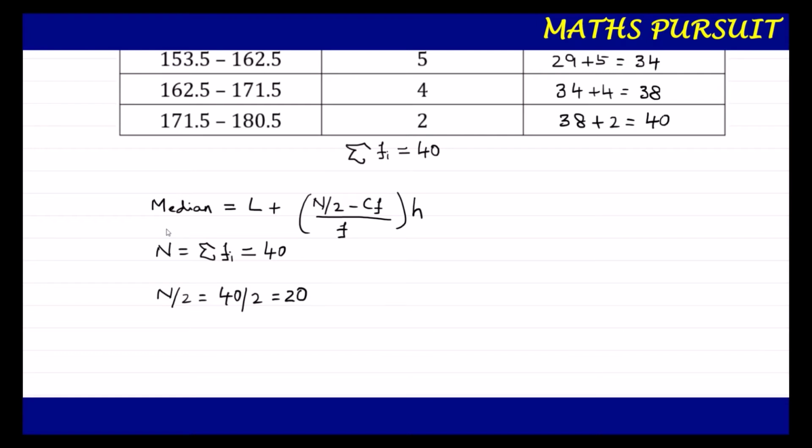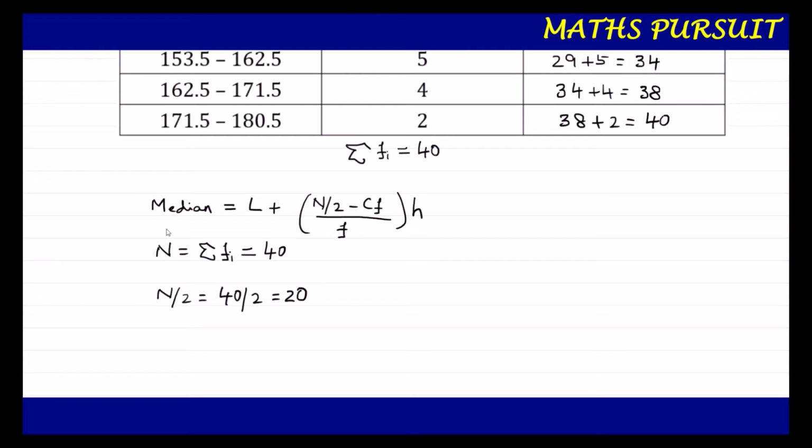Now guys, after finding out the n by 2, it helps us to determine the median class. So which one is going to be the median class? Our median class will be the cumulative frequency row where it is just above the n by 2, where it is just above 20, because here n by 2 is 20.